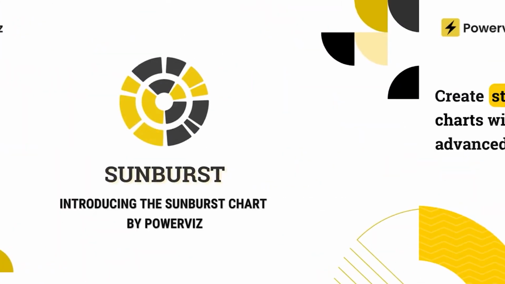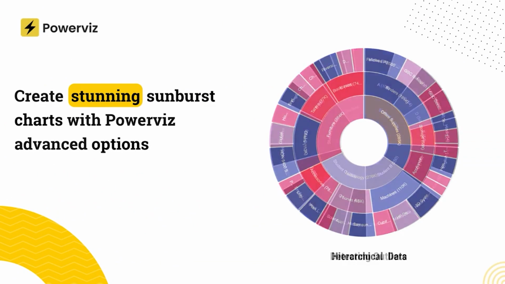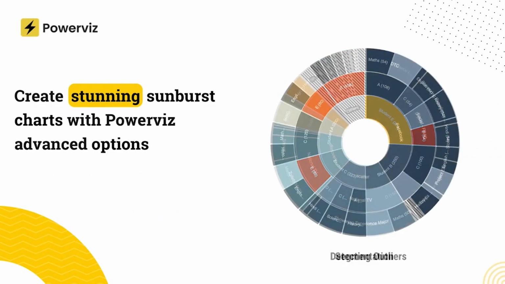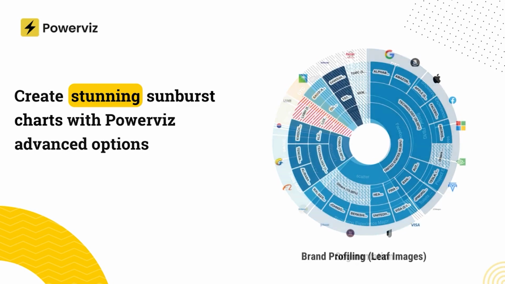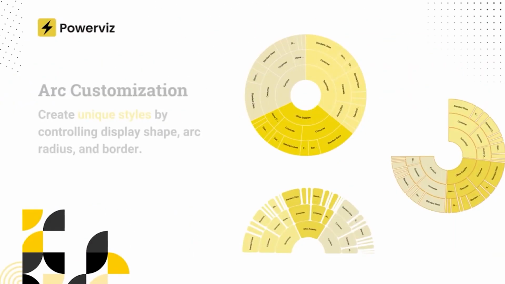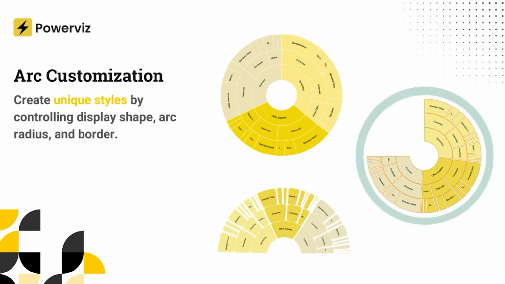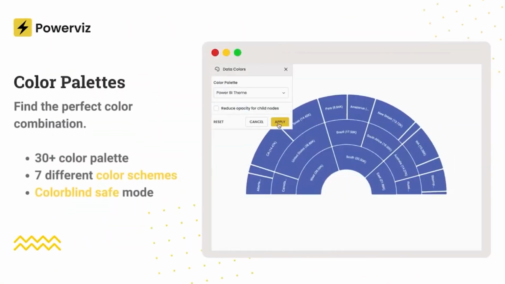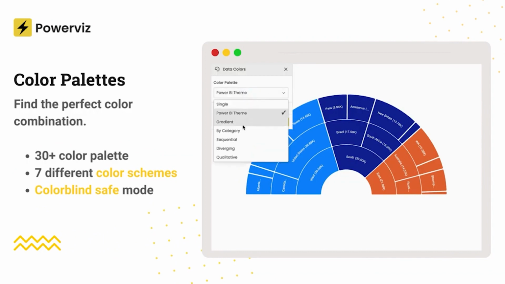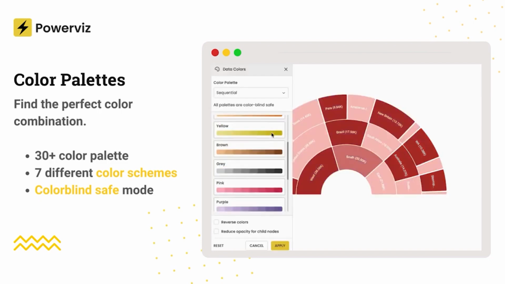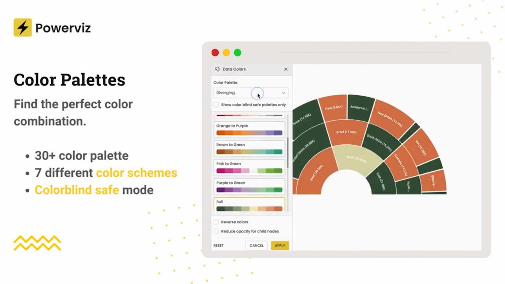In this video, I'm excited to give you a walkthrough on our latest visual, Sunburst chart by Powerviz. The Sunburst chart is not just your ordinary visualization tool, it's a dynamic powerhouse designed to bring hierarchical data sets to life. Imagine your data represented through a series of concentric arcs, each telling a unique part to whole story. This chart is a game changer, allowing you to visualize complex structures in an intuitive and visually appealing manner.